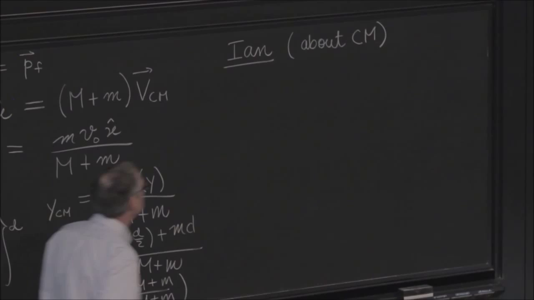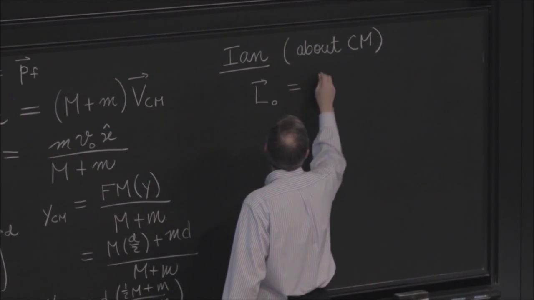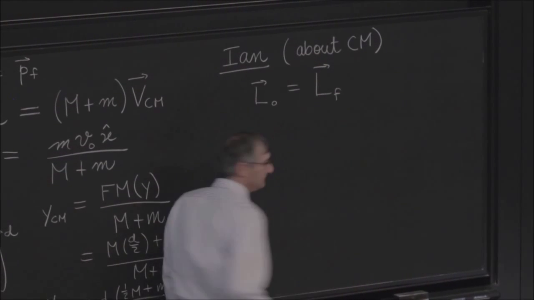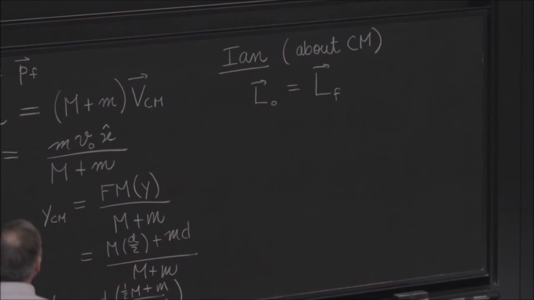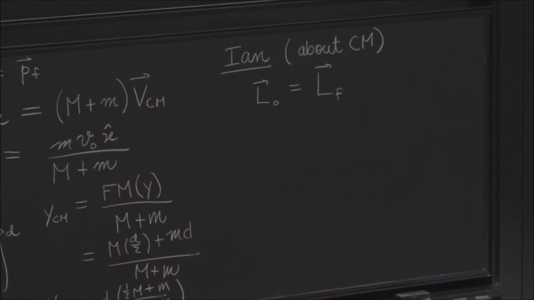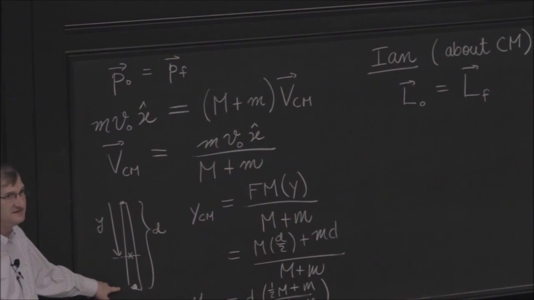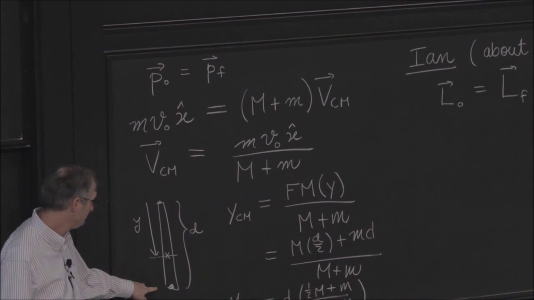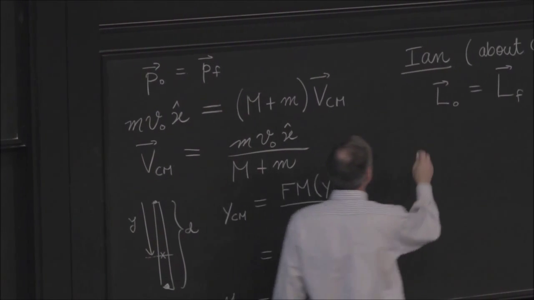Okay, so what's the initial angular momentum about the center of mass? What's the initial angular momentum about the center of mass? Well, the center of mass is sitting there. The bullet's coming in here. So what's this distance? D minus Y CM, times, right, R cross P.